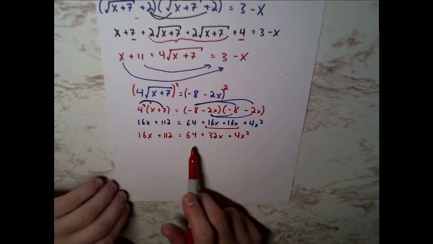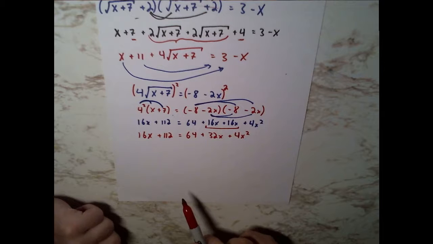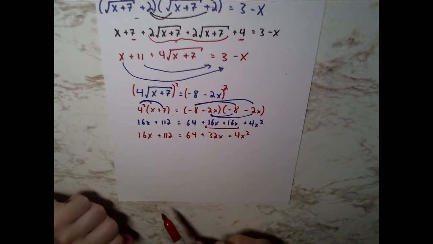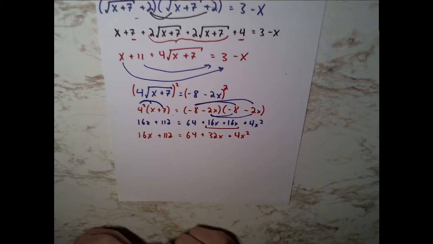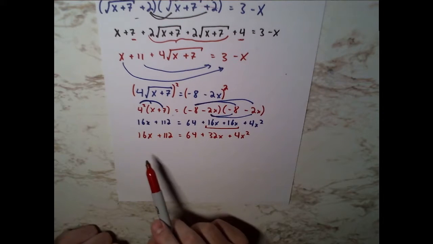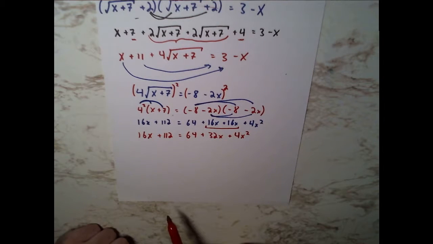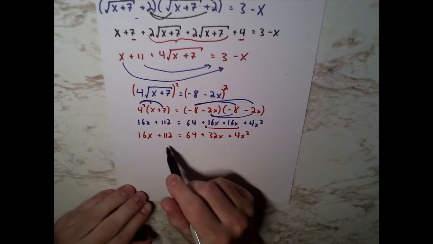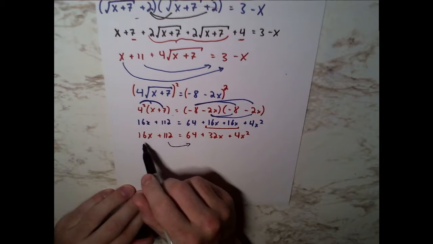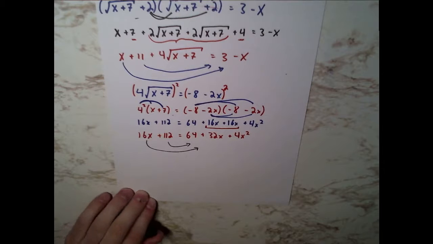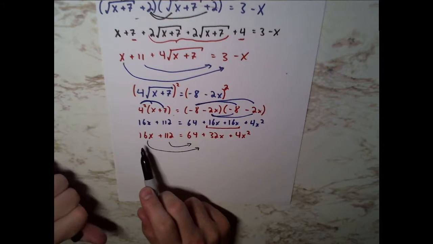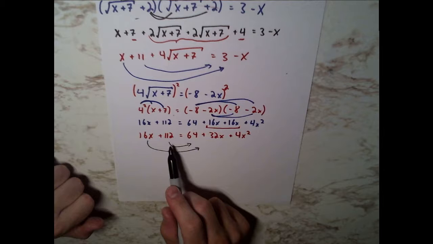And now this is starting to look pretty much like a quadratic equation. So we know that in order to solve quadratic equations, we just need to get everything over onto one side of the equation and the other side equal to 0. And then from there we can try to factor or complete the square or something like that. So I'm going to move this 112 over to this side, and I'm going to move the 16x over to that side as well. So I'm subtracting 16x and I'm subtracting 112.